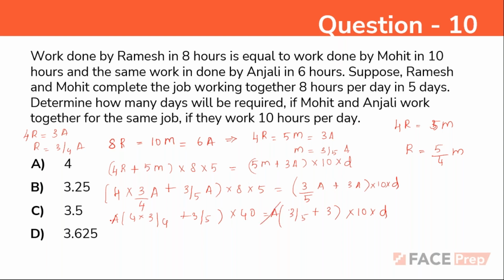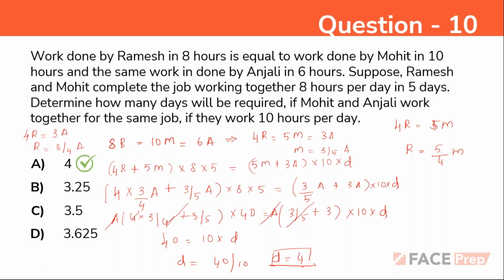Now this A and A will get cancelled. 4 and 4 will get cancelled. Like this one entirely it will get cancelled. Now the left part is 40 is equal to 10 into D. So the value of D will be 40 divided by 10. The number of days is 4 days. Hence my answer is going to be option A, that is 4.